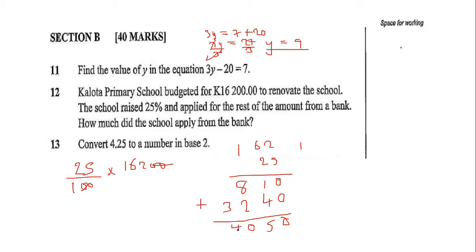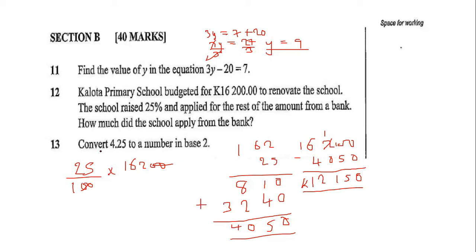Okay. So out of that, the school only raised this one, meaning we have to subtract from the entire 16,200 what the school managed to raise, which is 4,050 kwacha. We subtract it so that we can know how much they applied for from the bank. So this is 0. This one will definitely be 1. Then this is 10. So 10 minus 5, that is 5. This is 1. Then 6 minus 4, that is 2. So this is how much they actually applied for from the bank.